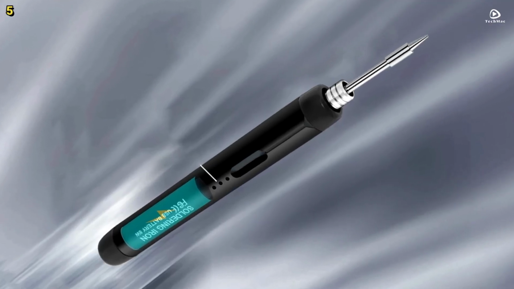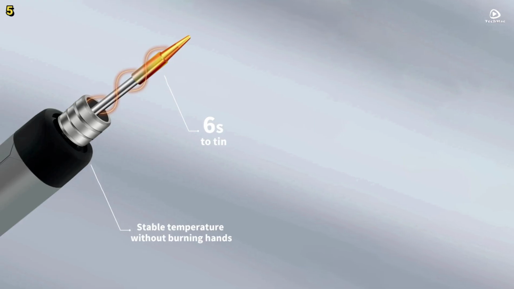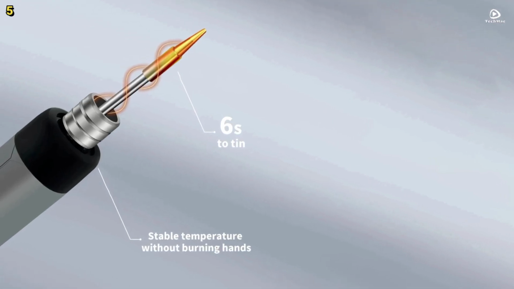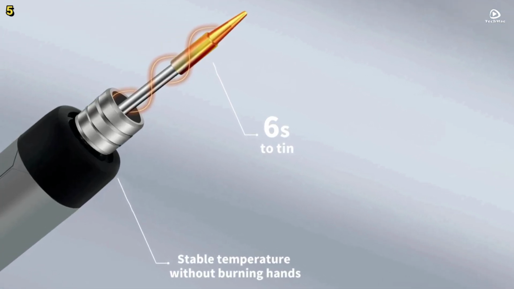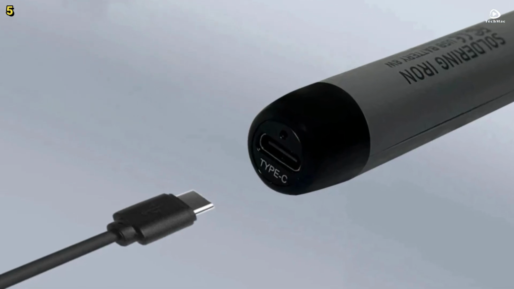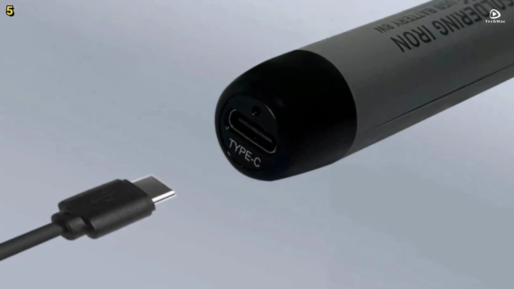What truly stands out is the high-resolution light-emitting diode display that shows the real-time temperature, which you can precisely adjust between 300 and 450 degrees Celsius. That flexibility allows you to work on everything from delicate circuits to heavier electronics.